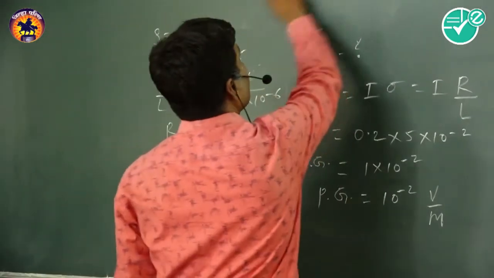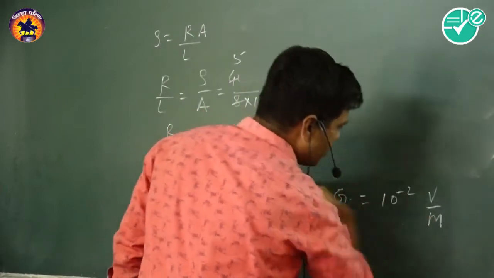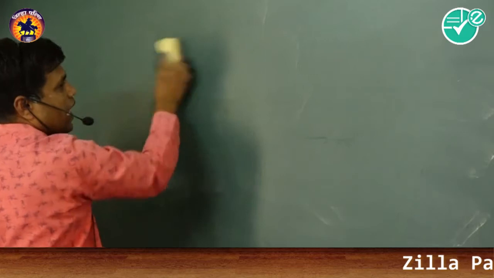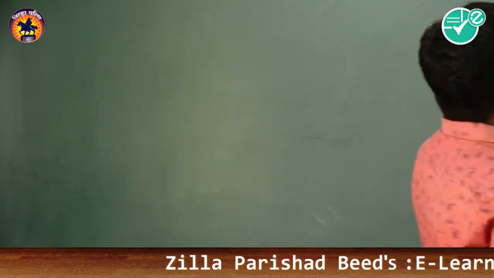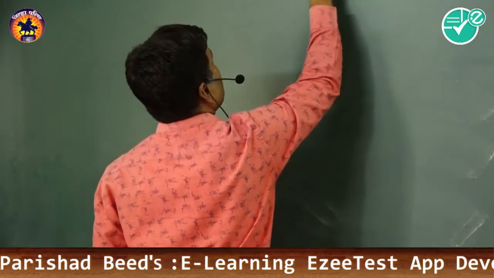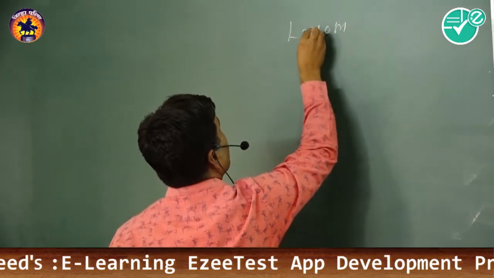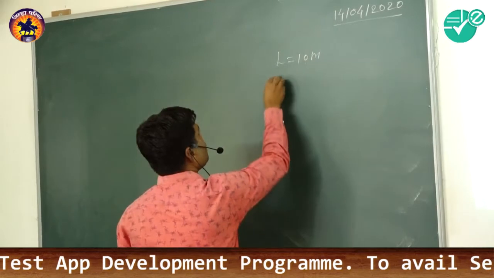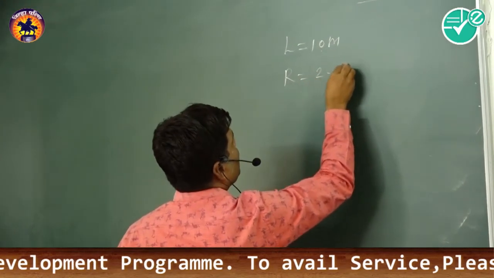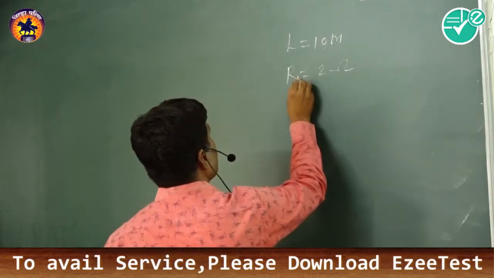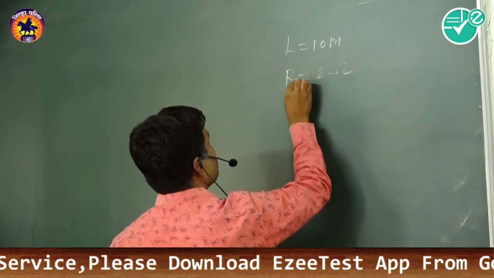So what is given in this problem, we will write first and then we will solve for the answer, because it is a numerical one, so it takes time. You have to be patient to solve the problem. So question number 55, what is given here? Length of potentiometer wire is equal to 10 meter, L is equal to 10 meter, and it has a resistance R is equal to 2 ohm. It is the resistance of the wire.